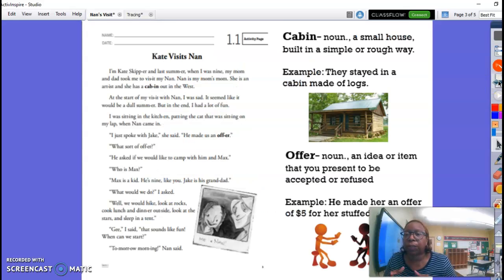So we just read a story about a little girl whose parents took her to spend the summer with her grandmother, who's Nan. And here's the picture of them. Okay, so this is Kate here. This is the little girl who's 9. I know it's not the best writing. And then this is Nan. This is her grandmother right here.